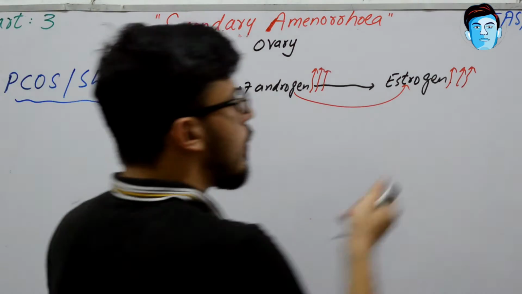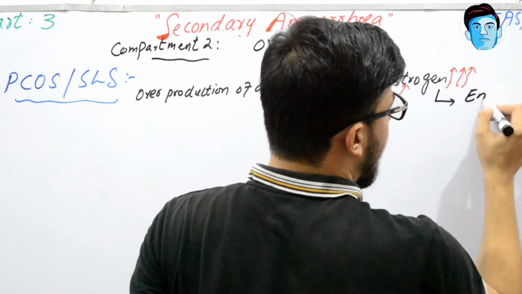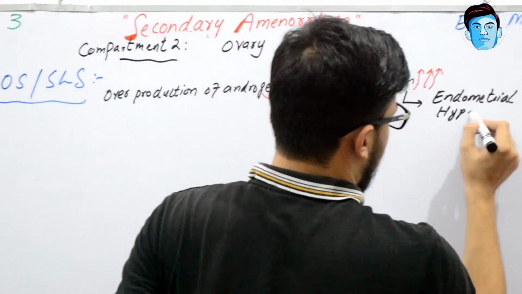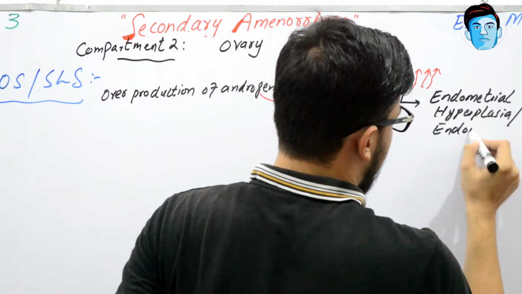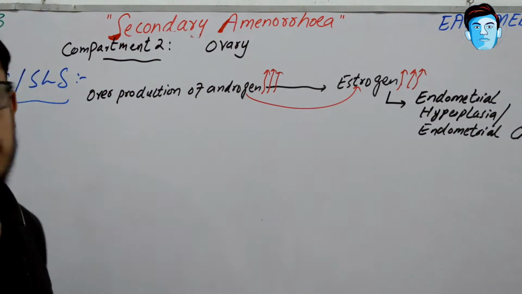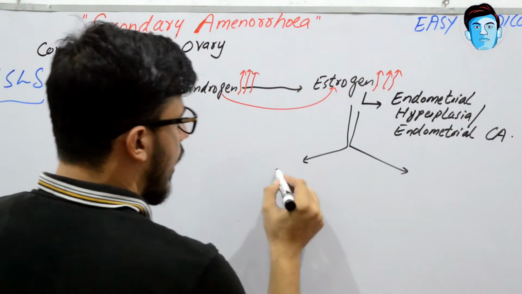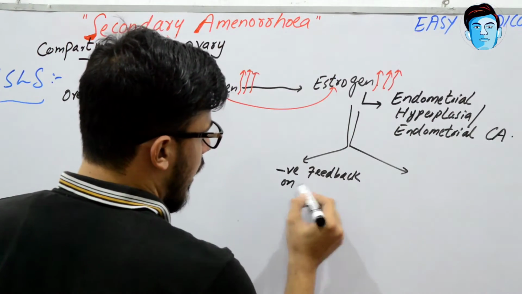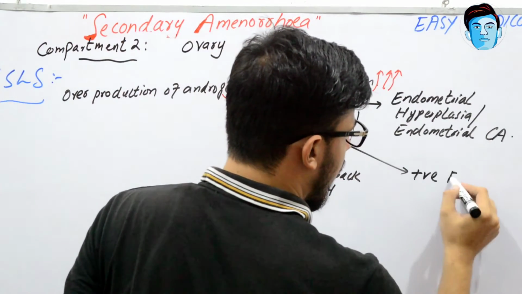Now this high level or excess level of estrogen can lead to endometrial hyperplasia, or it can lead to endometrial carcinoma. Now in the normal menstrual cycle, as you know, estrogen has negative feedback on FSH, while it has positive feedback on LH.